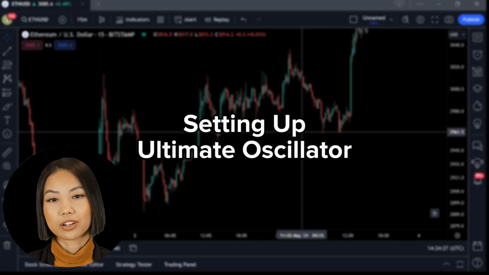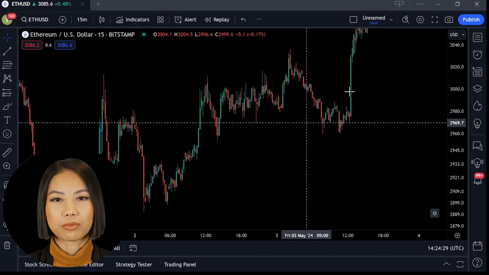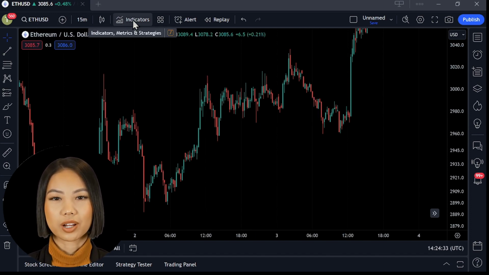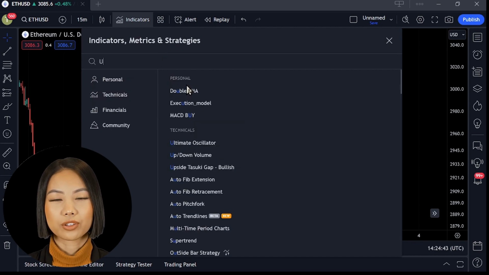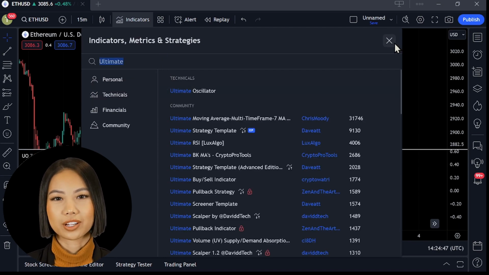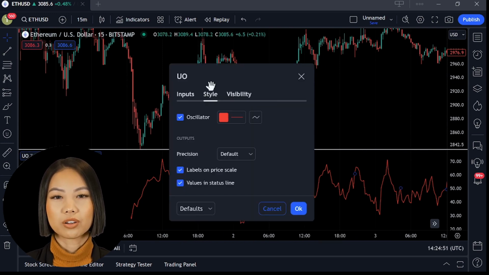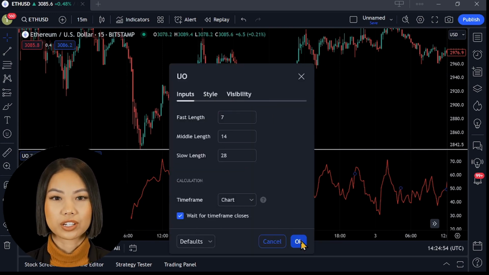Setting up the ultimate oscillator. Open your trading platform and select your chart. Click on the Indicators button at the top. Type Ultimate Oscillator in the search bar and select it. The Ultimate Oscillator with default settings will appear, but you can adjust these to suit your trading style.